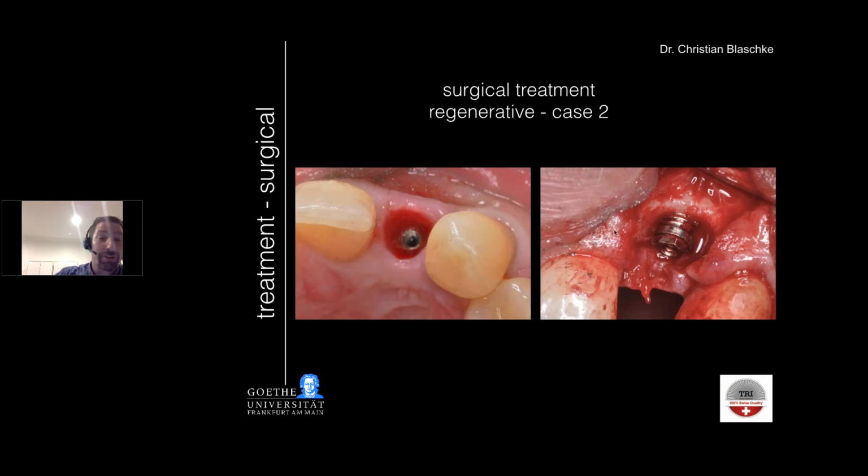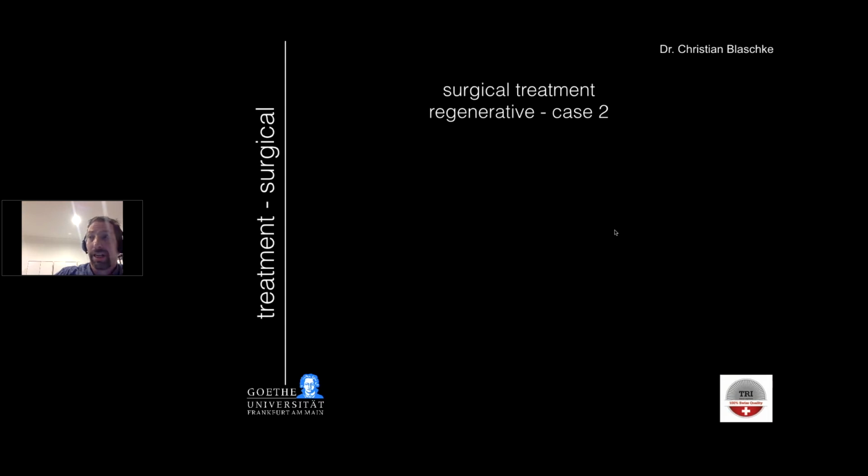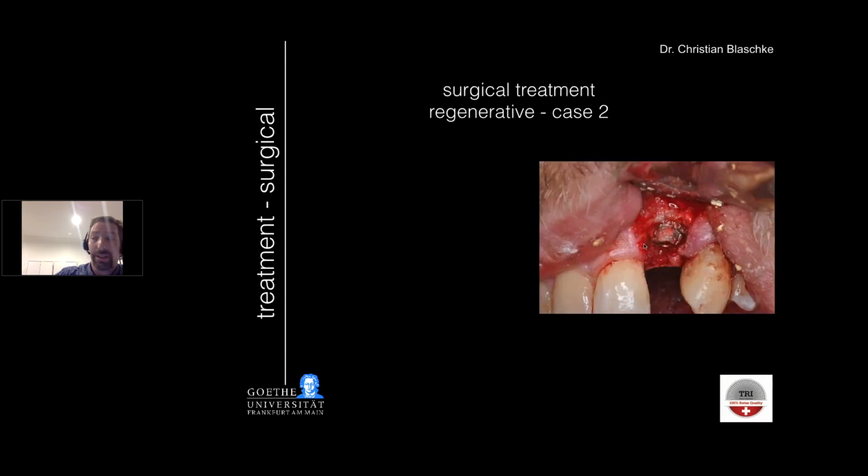That case was done quite a few years ago. At that time, we still used tetracycline to treat the implant surface. So that is tetracycline powder in saline. I don't do that nowadays anymore. I don't think it gives us any benefit. But at that time, that's what we did.